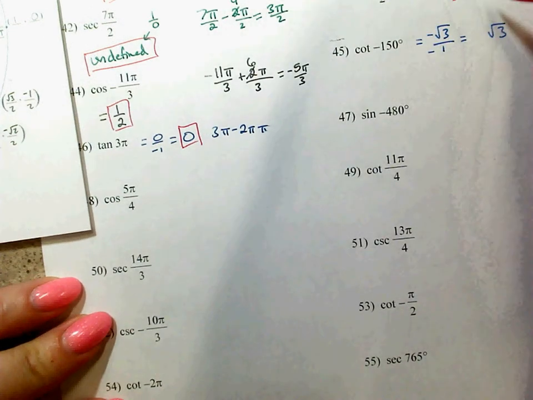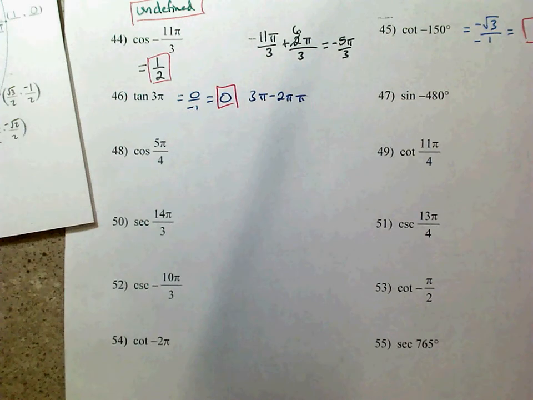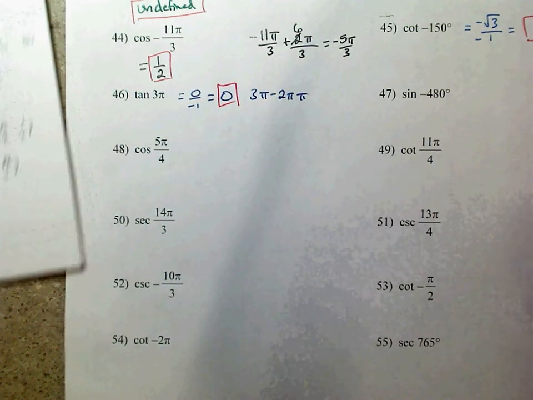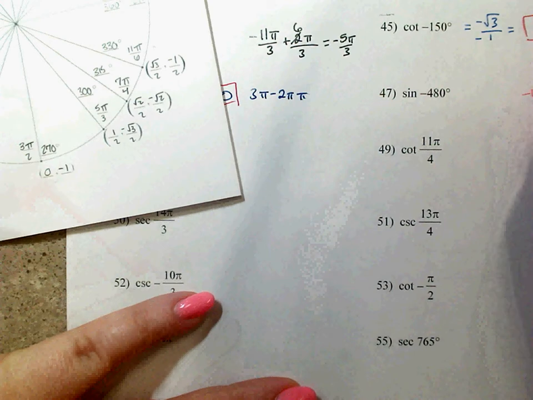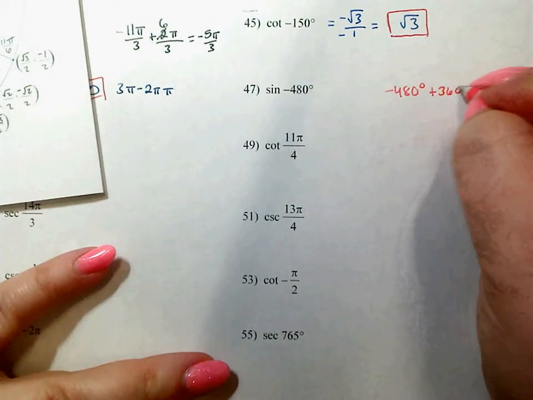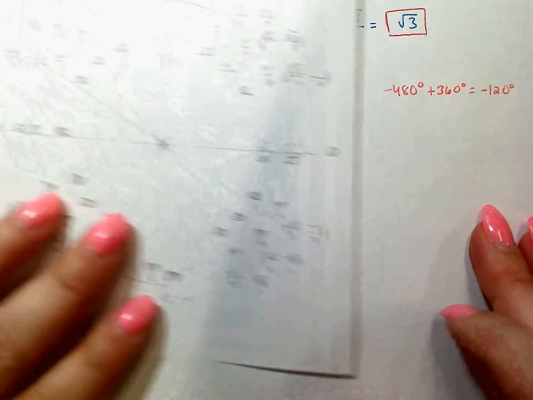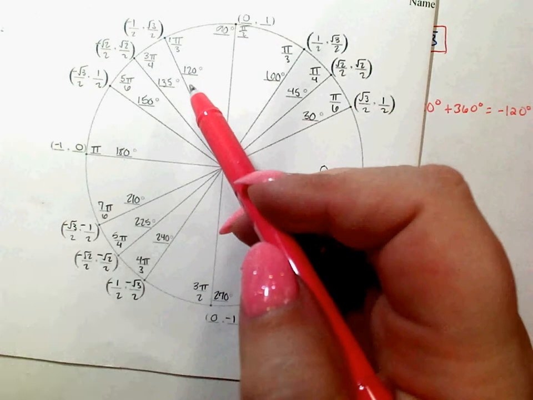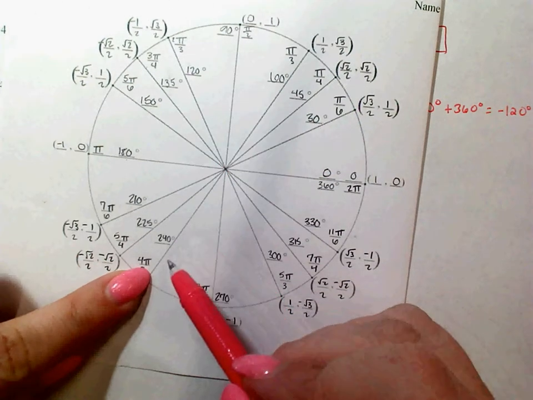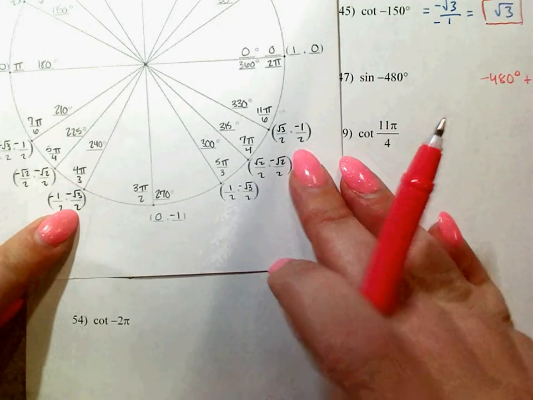Sine of negative 480 degrees. So what we're going to do is add rotation. So I'm going to say negative 480, and I'm going to add 360. That gives me negative 120 degrees. I know where that is. So if 120 degrees is right here, backwards 120 degrees is right here at 240. So when they ask me for sine of that, sine is the y value, and that is negative square root of 3 over 2.